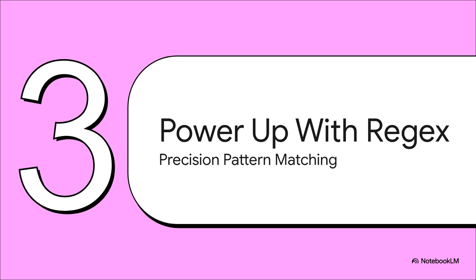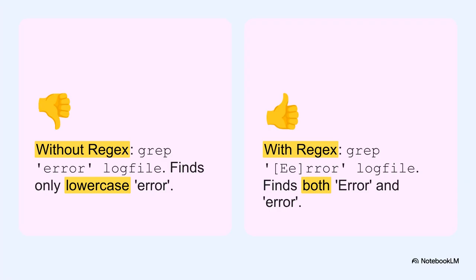You should think of regular expressions as the high-precision, laser-guided attachments that give commands like grep absolute superpowers. And this shows the difference perfectly. On the left, a simple search just finds the lowercase error. But what if the log capitalizes it because it's at the start of a sentence? You'd miss it completely. Now look at the right. With that tiny bit of regex, just those square brackets, you're telling grep, hey, I don't care if it's a capital E or a lowercase e, just find the word error. Instantly, your search is smarter, more accurate, and a whole lot more useful.